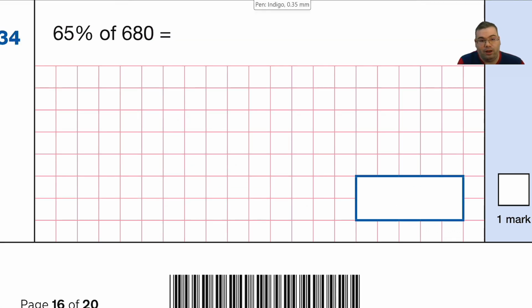So in this question, we need to find 65% of 680. We know that 50% of any number is just half of it. So 50% is just half of it. So 6 divided by 2 is 3. 8 divided by 2 is 4. So that is 340, right?